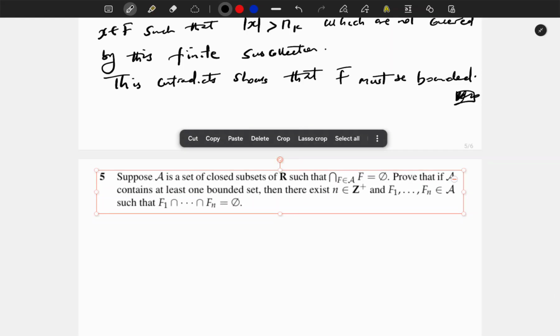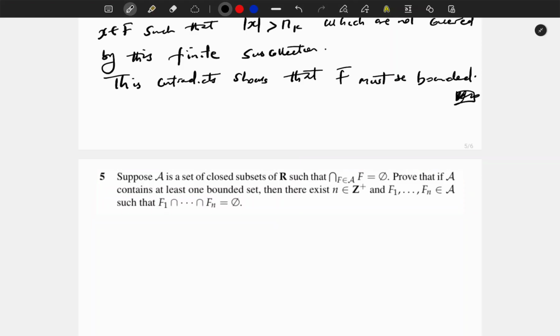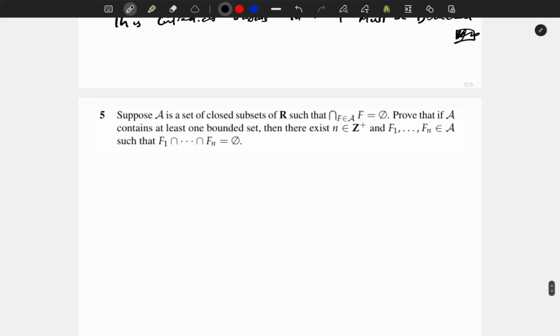So question number 5, we have, suppose A is a set of closed subsets of R such that the intersection of all those sets is empty. We have to prove that if A contains at least one bounded set, then there exists a positive integer n and a finite set of sets belonging to A such that their intersection is also empty. So this is a nice question. Let's check the proof.